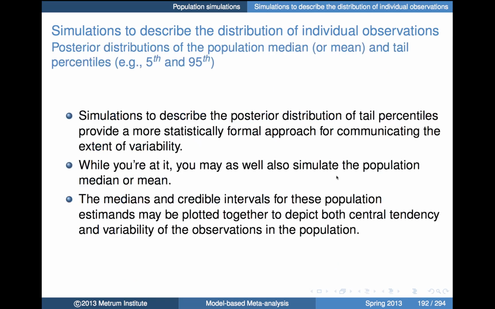Here I just mentioned this is kind of a Bayesian analog to the distribution used in what's often called visual predictive checks, which are based on point estimation methods.